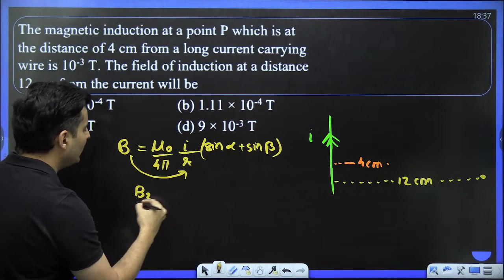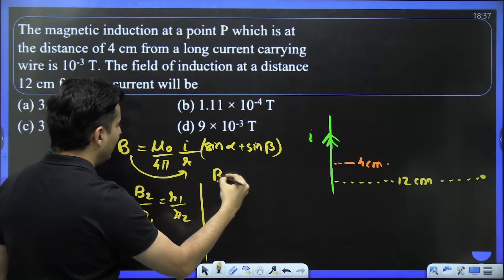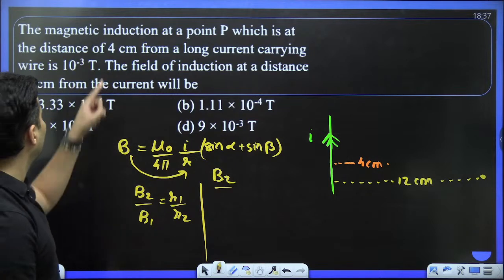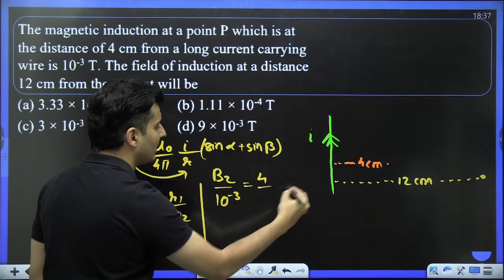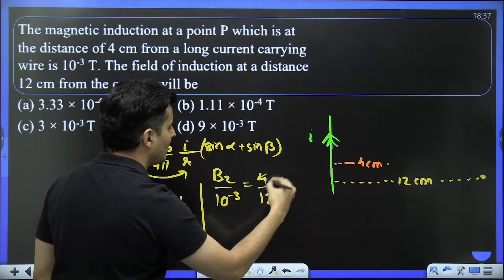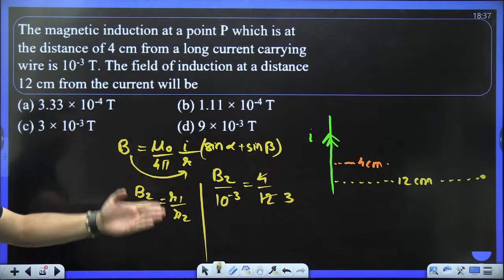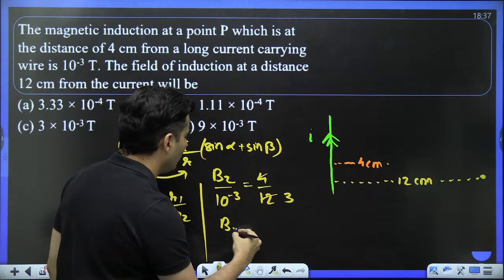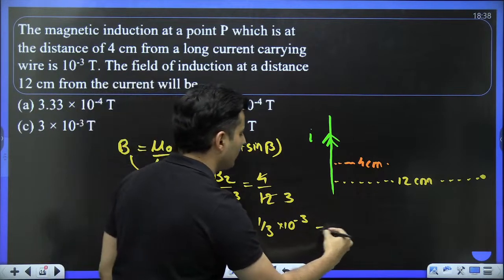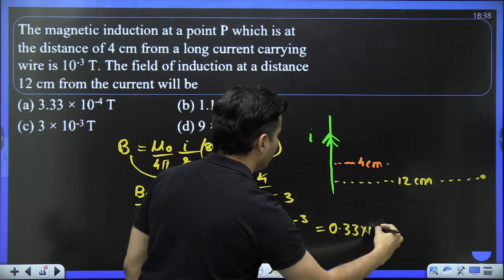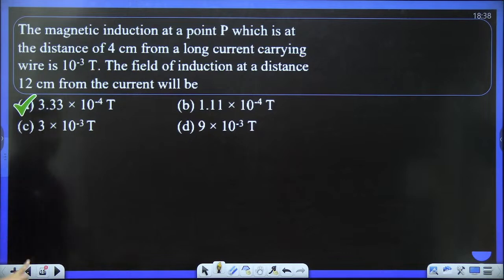So if I take B2 by B1, it will be R1 by R2. That means the second magnetic field by the original magnetic field, which was 10 to the power minus 3, will be the first distance, 4 centimeters, upon the second distance, 12 centimeters. 4 goes into 12 three times. So it will be 1/3 of 10 to the power minus 3, and 1/3 is 0.33. So 0.33 into 10 to the power minus 3 Tesla, which is 3.3 into 10 to the power minus 4 Tesla, which is option A.